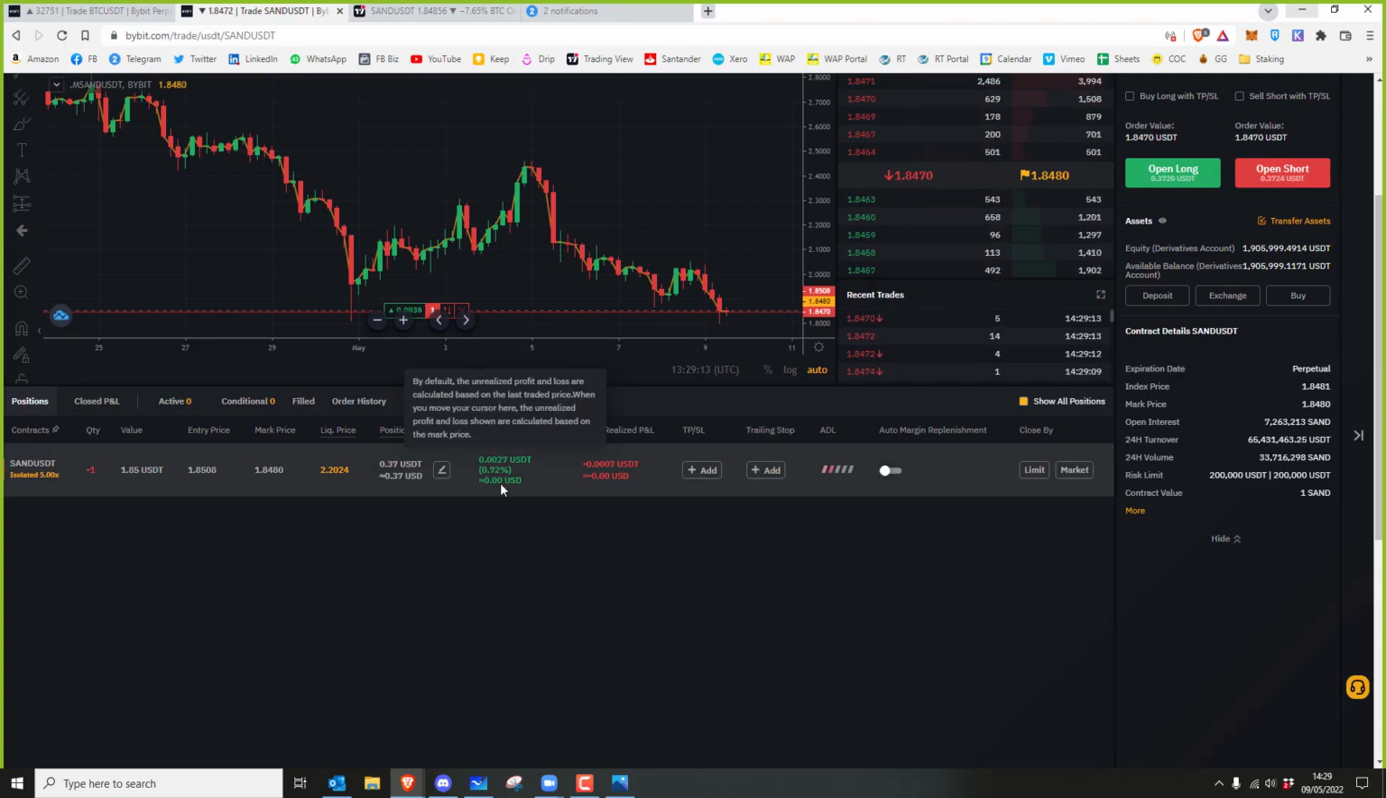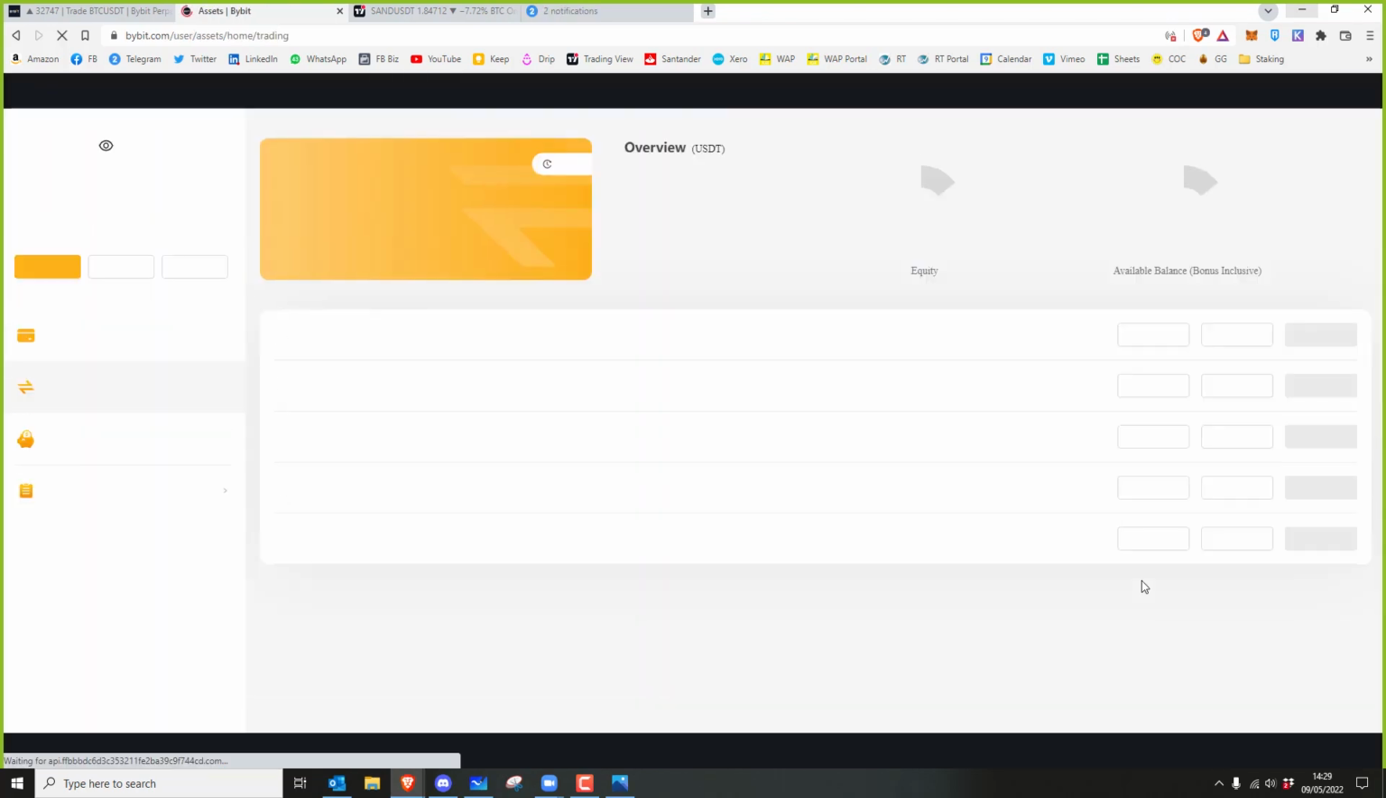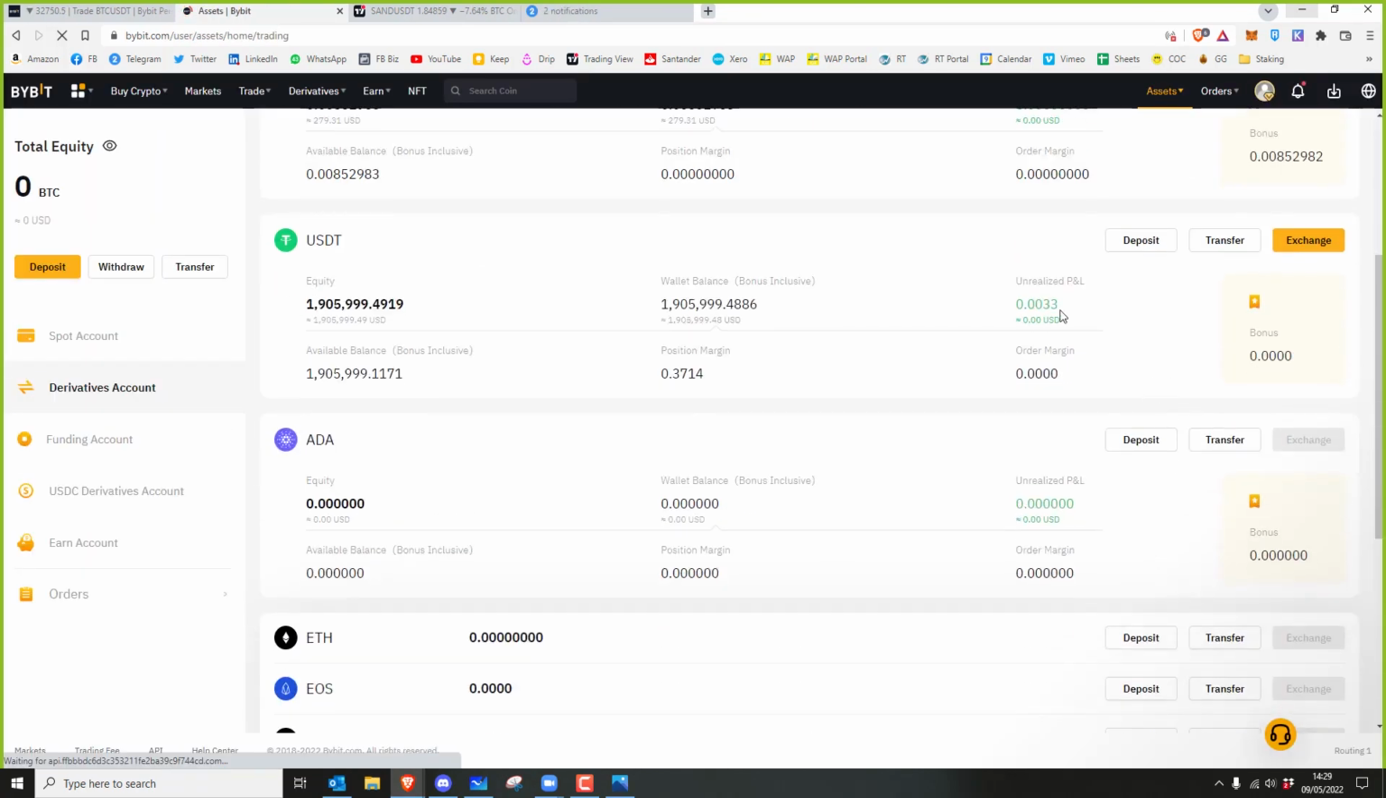So when you're looking at the profit and loss over here, it's using the mark price. And the annoying thing is that when you look at your P&L over on the derivatives side over here, it uses a different one. It uses actual. This shows you the P&L minus some of the fees, etc.